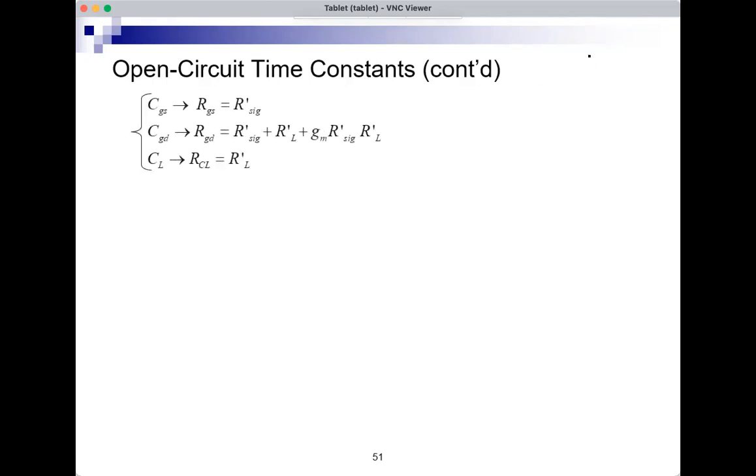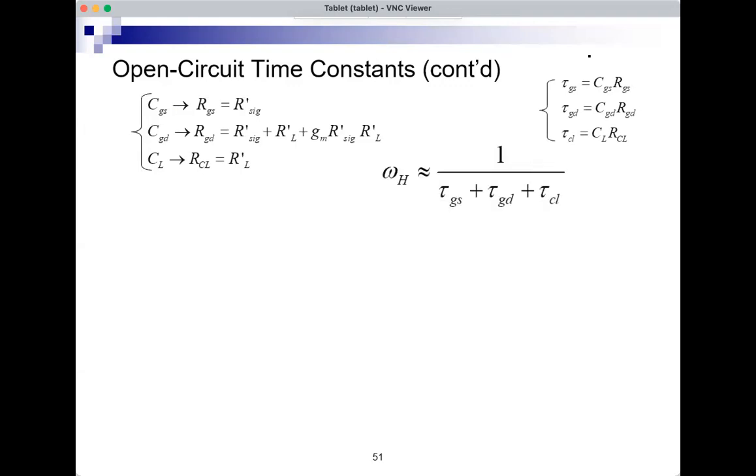Open circuit time constant method. We said previously that we can estimate the value of the 3 dB frequency, or omega h, by first finding what's called the open circuit time constants, these taus. And the tau corresponds to a capacitor.